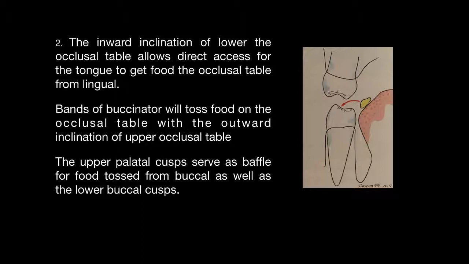Secondly, the inward inclination of the lower occlusal table allows direct access for the tongue to get food onto the occlusal table from the lingual. Alternatively, the bands of the buccinator will toss food onto the occlusal table with the outward inclination of the upper occlusal table. The upper palatal cusp serves as a baffle for food tossed from the buccal as well as the lower buccal cusp.